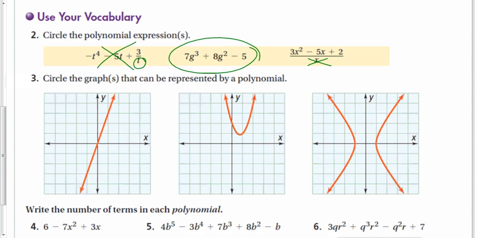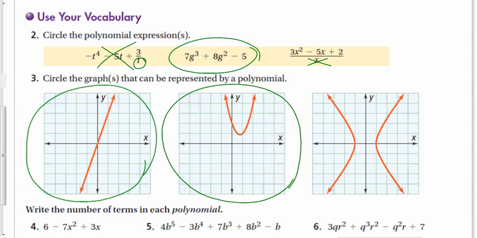As far as what polynomials look like, lines are polynomials. U-shapes are polynomials. This thing is called a hyperbola. It's not a polynomial. Polynomials are nice functions. They're nice and smooth. They can have little bumps in them, or they could make W shapes, but they'll always be functions. They'll always pass the vertical line test, and they are nice and smooth.